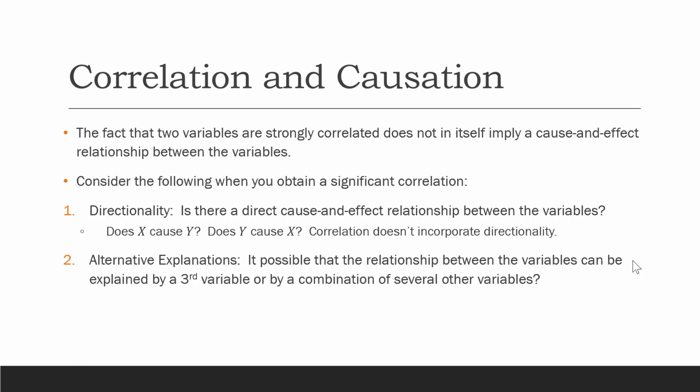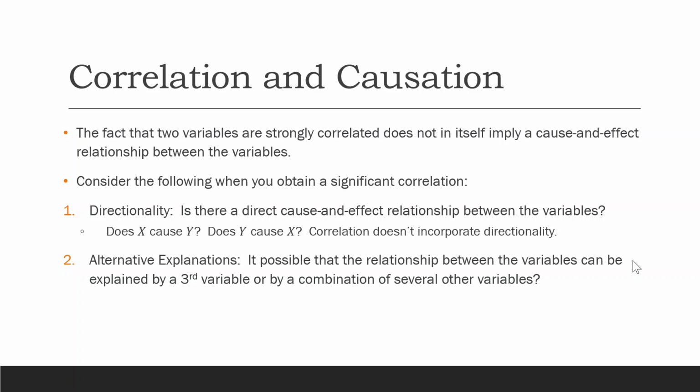Also, because we haven't set up an experiment, there could be alternate explanations. So there could be a possible third variable that can be explaining the relationship between those two variables, or there may be a third variable that's acting on each of those variables or one of those variables that causes the strong correlation that we may see in our data.